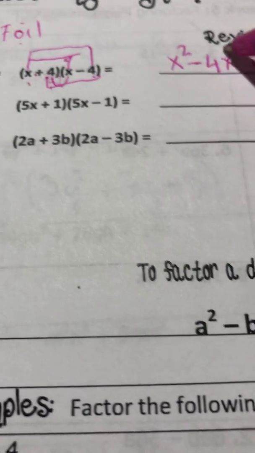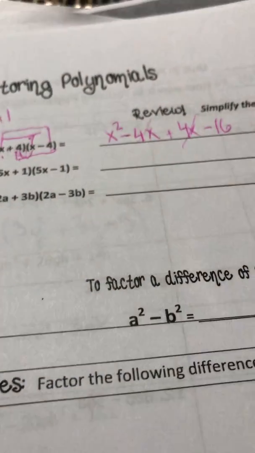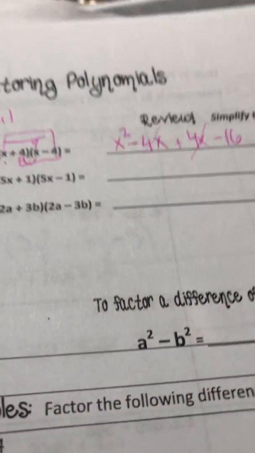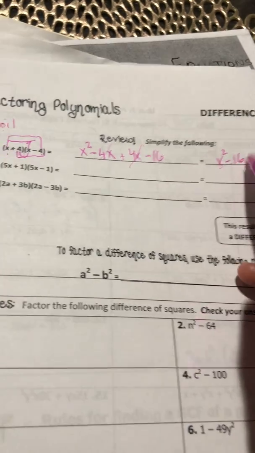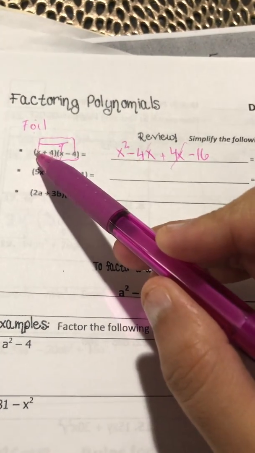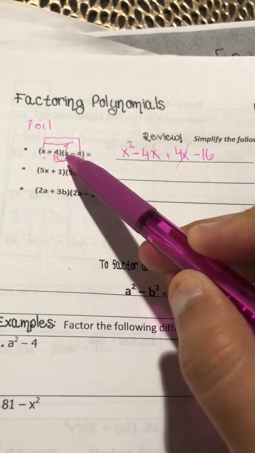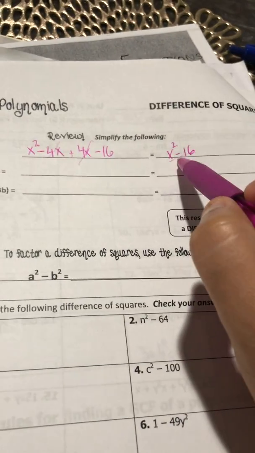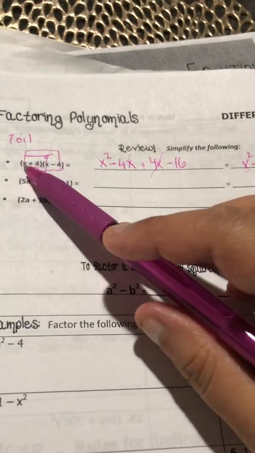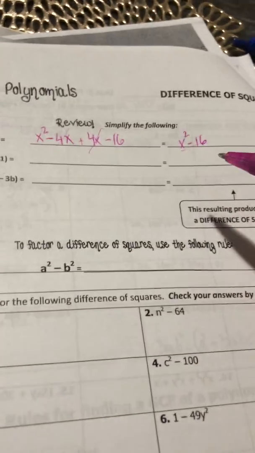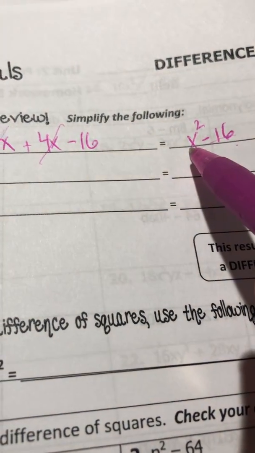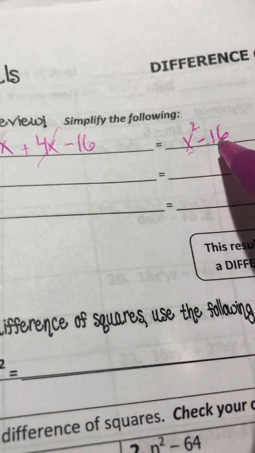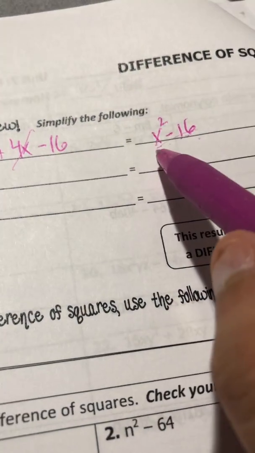So when I simplify, negative 4x and positive 4x get cancelled, and I end up with x squared minus 16. If you look at the pattern, it just ends up with multiplying only the first x and x, and 4 and 4. It gives you x squared and 16, and plus and minus multiplied gives you a minus sign, right? So this ends up being a difference of two squares. These are the squared terms because x and x gives you x squared, and 4 and 4 gives you 16. That's why they are called the difference of squares.